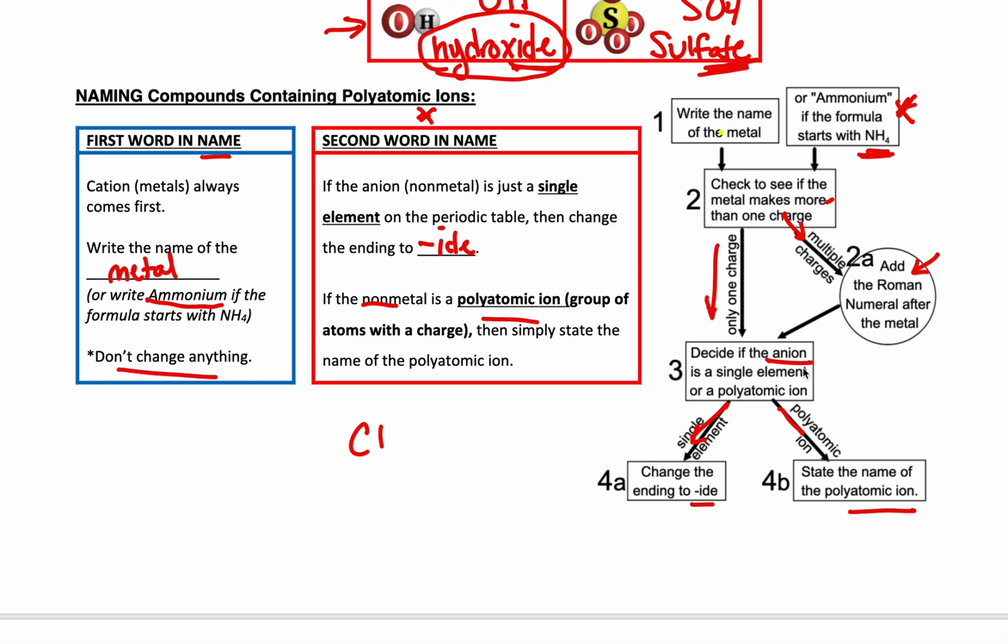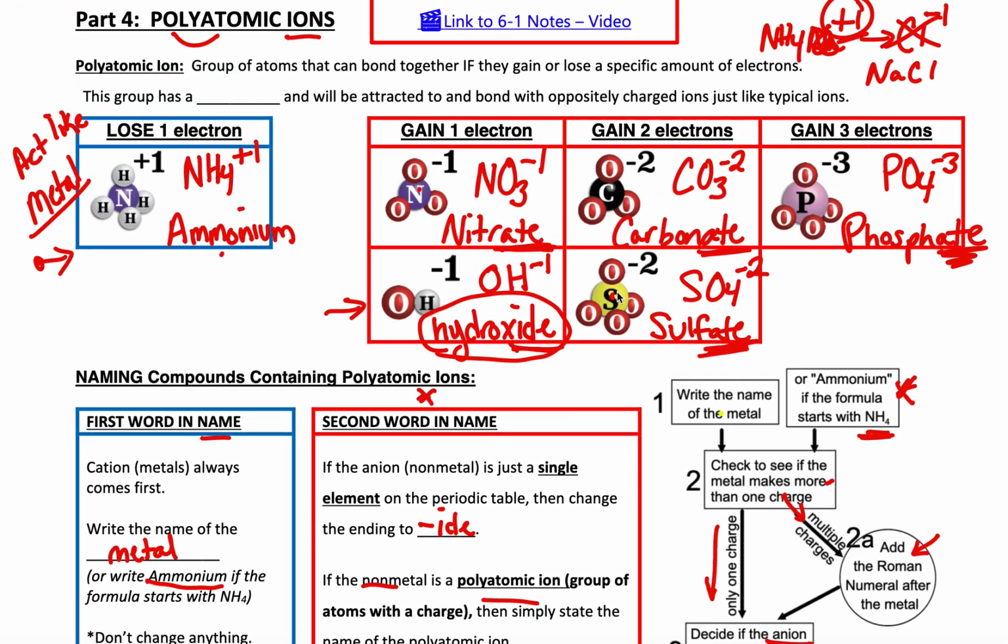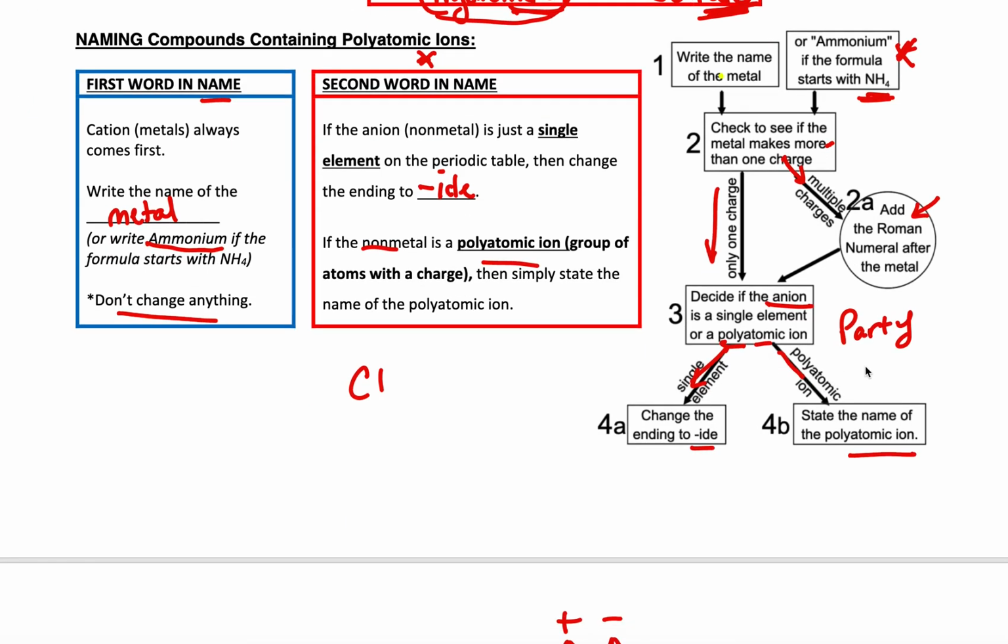We decide if the anion is just one little element on the periodic table, or if it's one of these polyatomics, one of these groups. You could think P for polyatomic, P for party. Is it that element sulfur having a party with oxygens, hanging out with them? Is it carbon having a party with oxygens? Is it phosphorus hanging out with a bunch of O's? Think P, polyatomic, P, party. And if it's just a single element, change the ending to "ide." If it's a party, just state the name of it. You just have to recognize it.